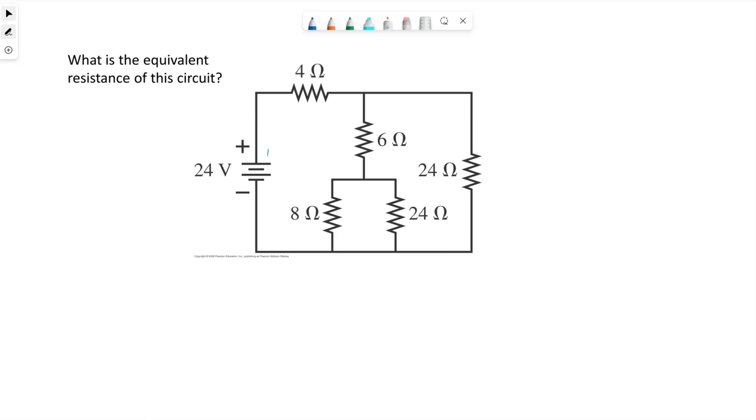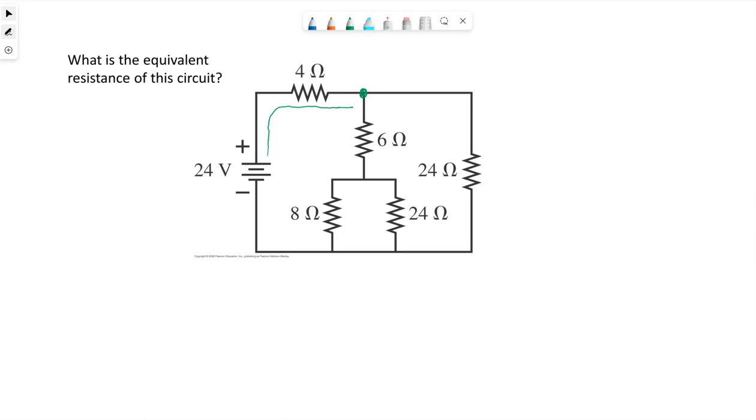Starting at the battery, going around, I must pass through the 4 ohm resistor. Once I do, I reach a junction. That means there is a choice. So the 4 ohm resistor is not directly in series with just one of these. It's directly in series with everything we're going to come upon.